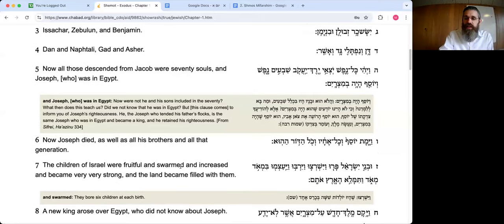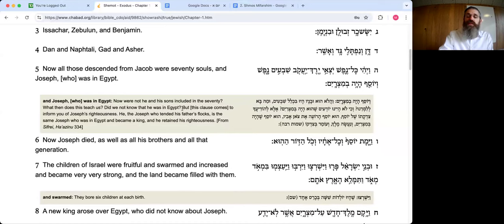But already Rashi talks about the fact that Joseph was in Egypt, and nevertheless he's part of the 70. He's united with the rest. So I'll read Rashi, because Rashi is going to say it better than I could. Here we go. "And Joseph, who was in Egypt, now were not he and his sons included in the 70? What then does this teach us? Did we not know that he was in Egypt?"